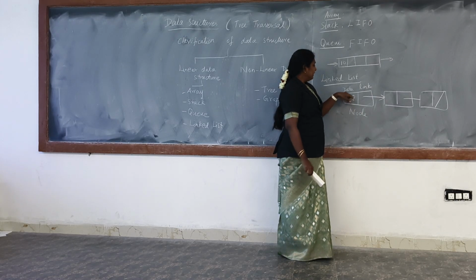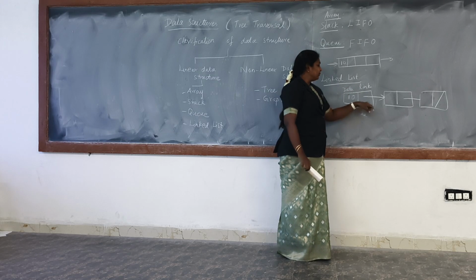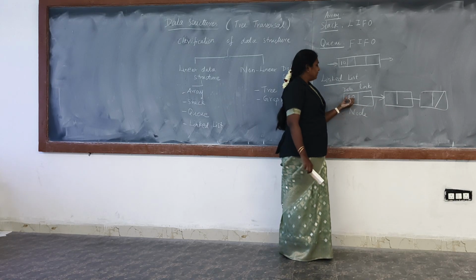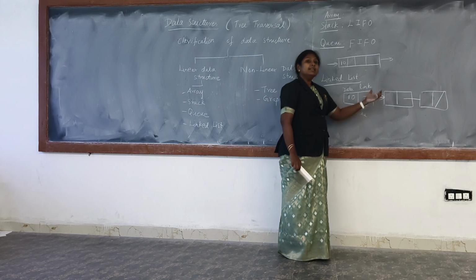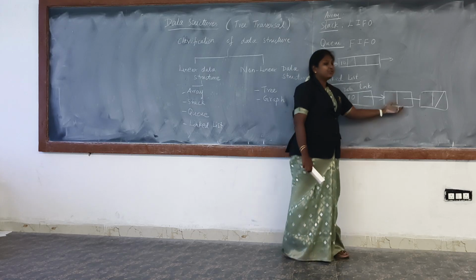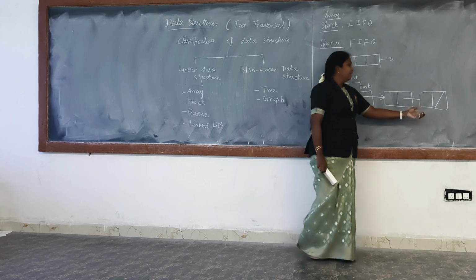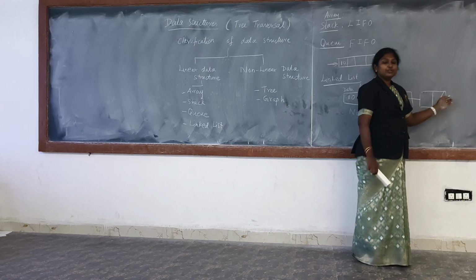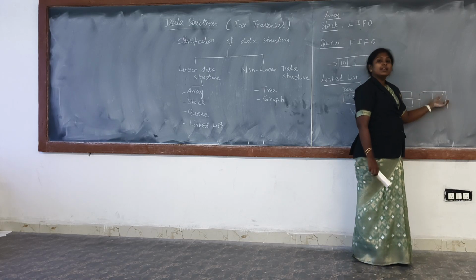So I'll recap. In a linked list, for storing each element, there are two segments: a data segment and a link segment. Under the data segment you can store the element, and under the link segment you can store the next node's address. So this carries on for each node. Under each node you will store a single element. And the last node doesn't have a next node to point to, so its next field contains a null value.